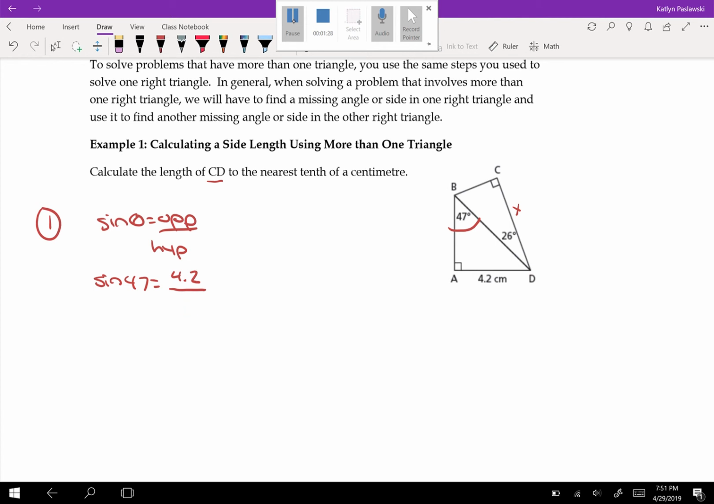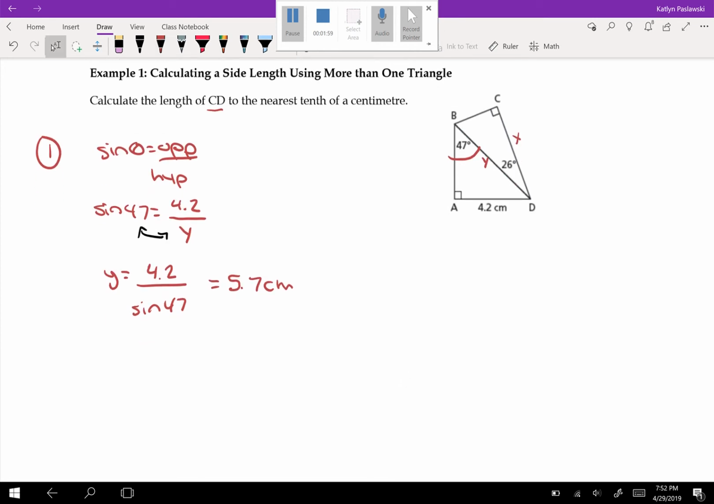I'm actually going to use y for the hypotenuse. Now when you have a value on the bottom, I'm going to swap. So I have y is equal to 4.2 over the sine of 47. Using your calculator to solve for that value, you get 5.7 centimeters. So now that I've solved for the hypotenuse as 5.7 centimeters, I'm able to use that piece of information to solve for the length of C to D.